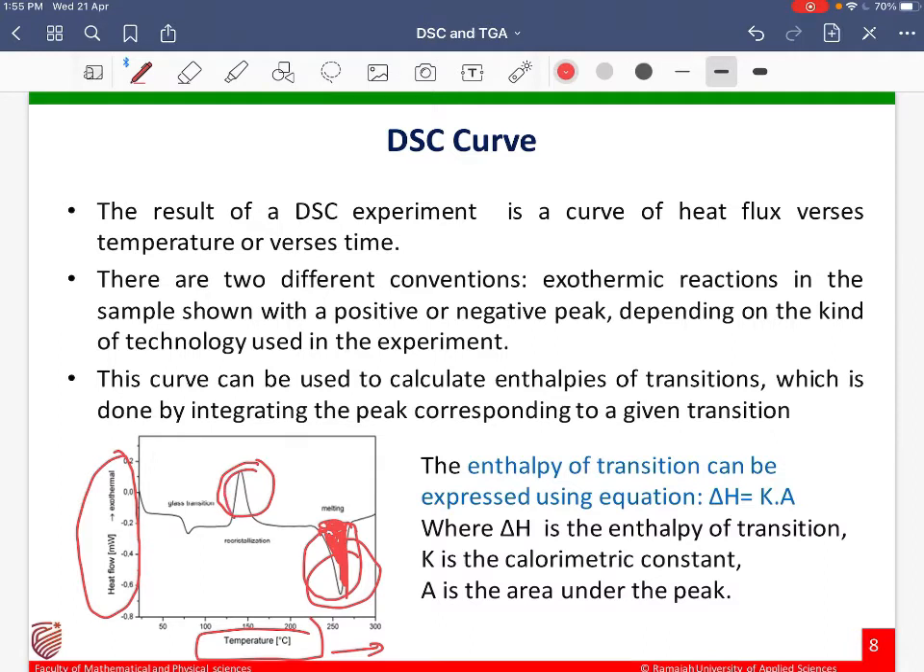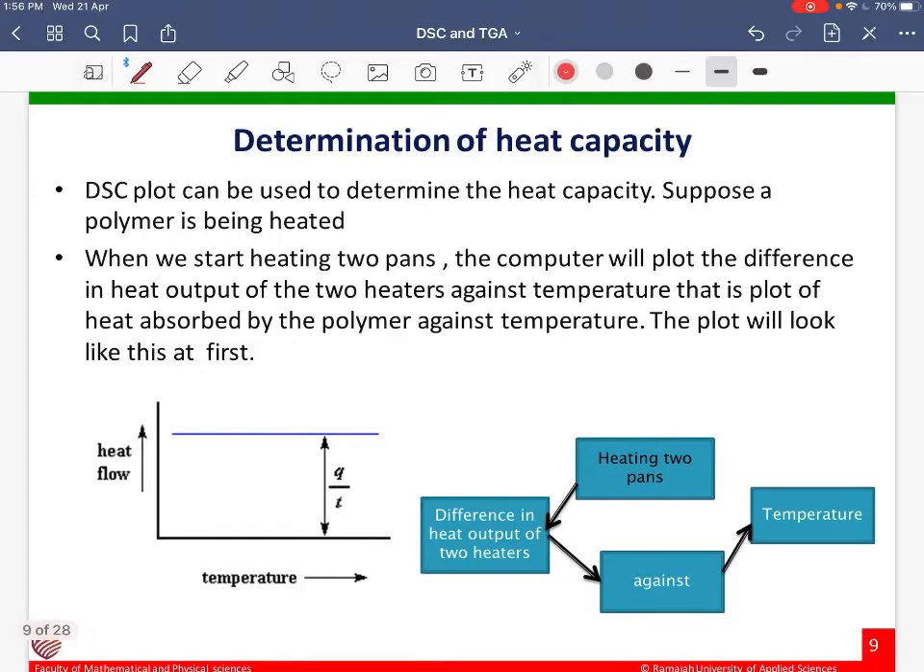Similarly, you get a peak here for crystallization, recrystallization. If you take the area under the curve, then you will get the enthalpy of crystallization. The enthalpy of transition can be calculated using the equation delta H equals K times A. K is the calorimetric constant and A is the area under the peak. So if you have the area under the peak, then by multiplying with the calorimetric constant, we will be able to get the enthalpy of transition, such as enthalpy of crystallization, enthalpy of melting, etc.